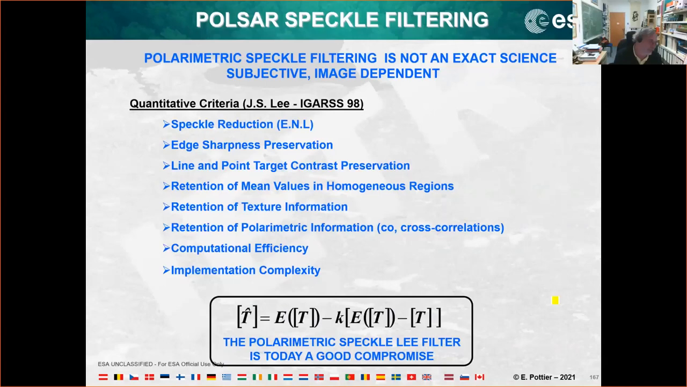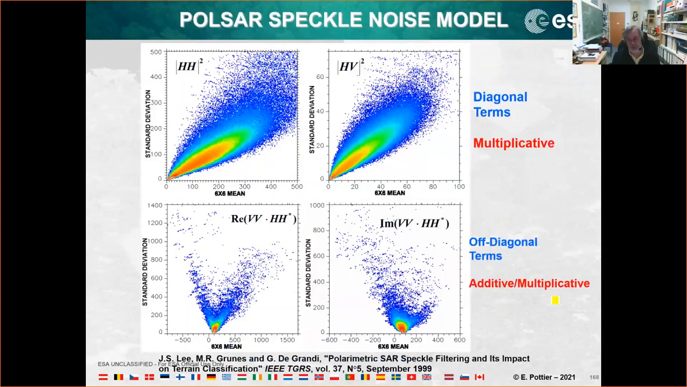And why we have not yet found the right filter is only because we don't know exactly the data distribution concerning the polarimetric information. For example, we know that in the HH, VV or HV channels, the magnitude channels, the speckle is a multiplicative noise. This is demonstrated. But on the off-diagonal terms, for example the correlation between VV and HH, we don't know exactly what kind of noise it is. It is a mix between additive noise and multiplicative noise. So we have not yet perfectly described the statistics of this speckle or noise in this channel.